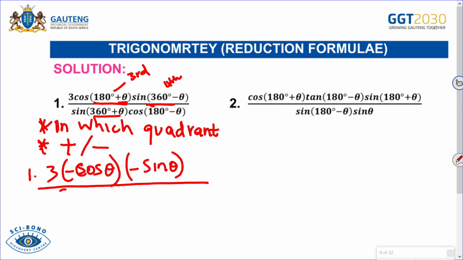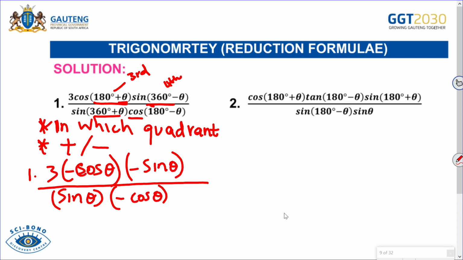So you'll get positive sine theta. Then 180 degrees minus theta is in the second quadrant. And cos in the second quadrant, is it going to be positive or negative? It's going to be negative, right? So it's going to be negative cos theta, because only sine is positive in the second quadrant.